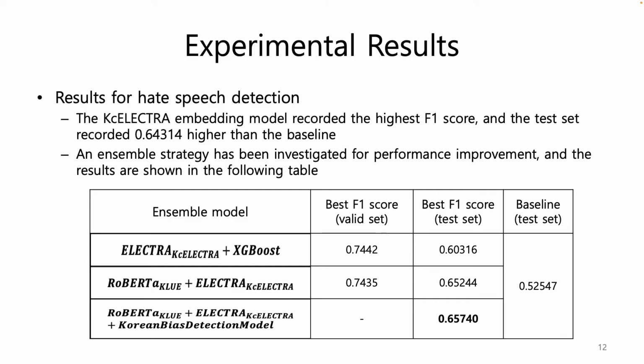In hate speech detection, the KC-Electra pre-trained model showed the best performance in the single model by recording an F1 score of 0.64. And using the logic ensemble and ensemble by label distribution, we achieved the highest performance as shown in the table by recording an F1 score of 0.65, which is higher than the baseline 0.52. For the ensemble by label distribution, we used our best model from Korean gender bias detection, since the gender bias problem and hate speech problem have a correlation on label distribution. Although we tried to improve performance by applying XGBoost, it showed lower performance than the single model.